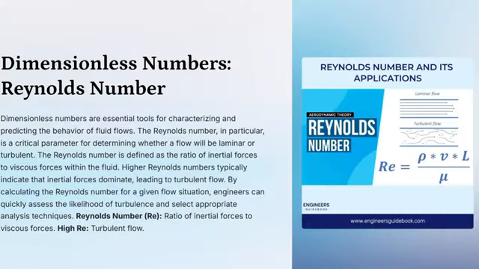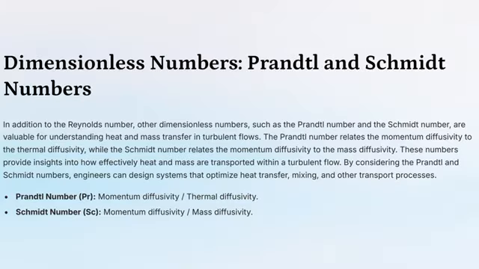And we can't forget about dimensionless numbers again. The Reynolds number helps us figure out if a flow is laminar or turbulent. A higher number usually means turbulence. And the Prandtl number and the Schmidt number are also useful for predicting how heat and mass transfer behave in turbulent flows.